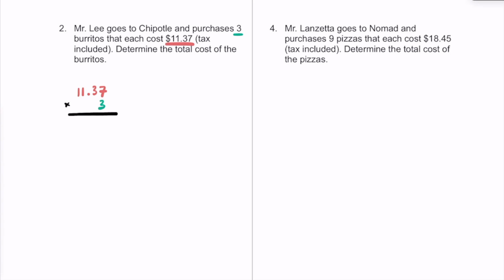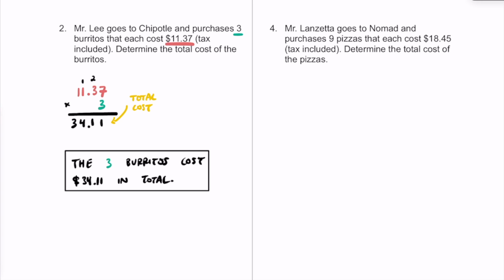So 7 times 3 is going to be 21, carry the 2. 3 times 3 is 9 plus the 2, which is going to be 11, carry the 1. 3 times 1 is going to be 3 plus the 1 is 4. And then 3 times the 1 is going to be 3. We ignored the 2 decimal places we had in 11.37, so we need to go ahead and put those back. This 34.11 is the total cost. So we can conclude that the 3 burritos cost $34.11 in total.